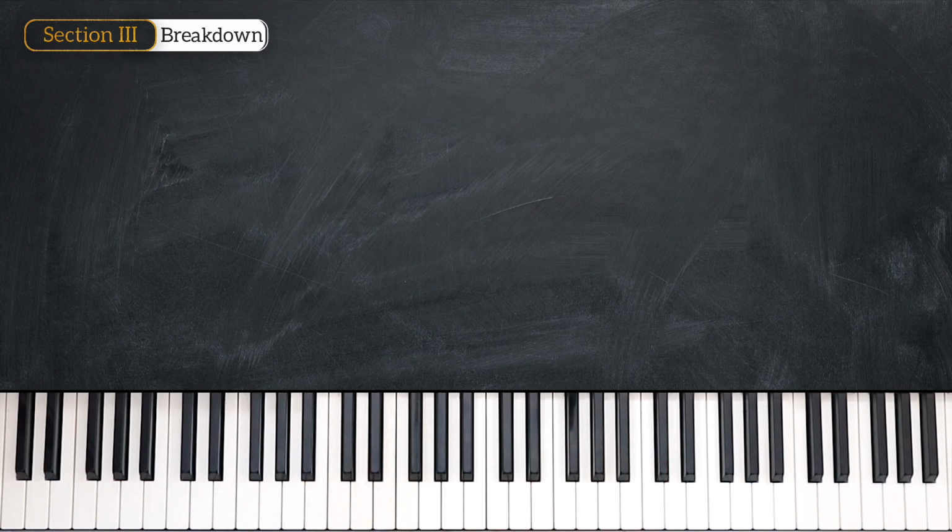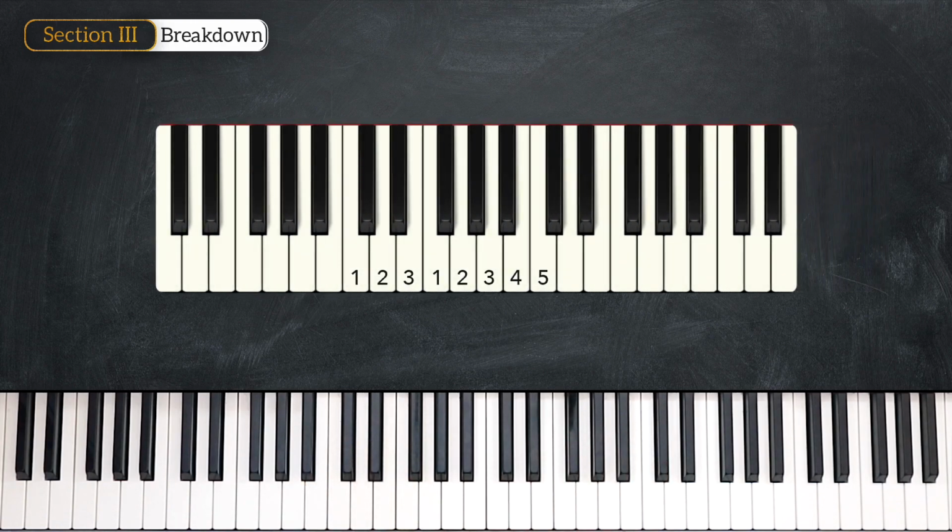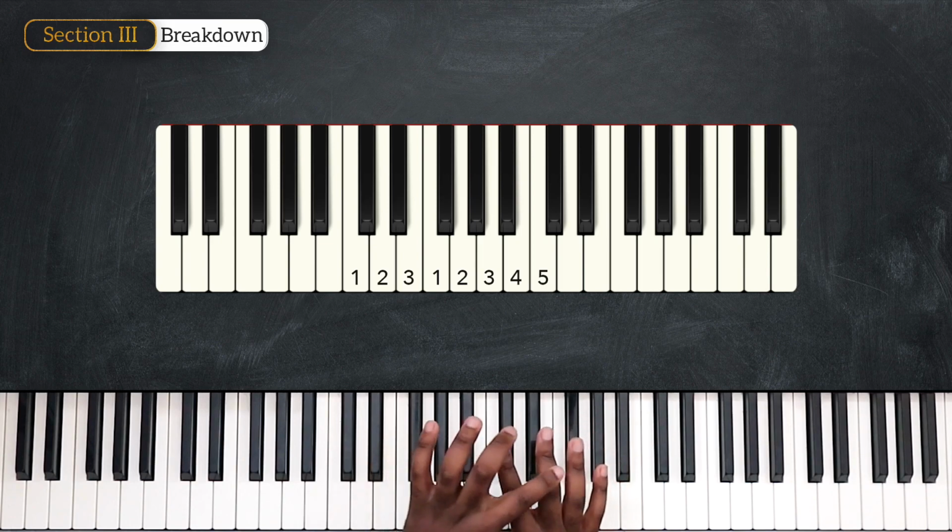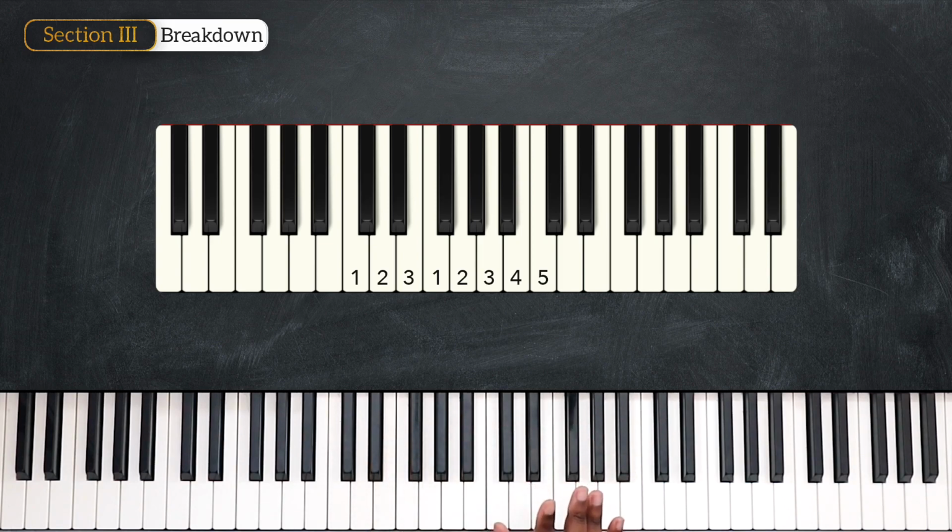For example, for the C major scale, you will see that the fingering for the right hand is 1, 2, 3, 1, 2, 3, 4, 5. So we're going to use that fingering. 1, 2, 3. Then take your thumb and go up like that. 1, 2, 3, and then ending the scale, 4, 5.